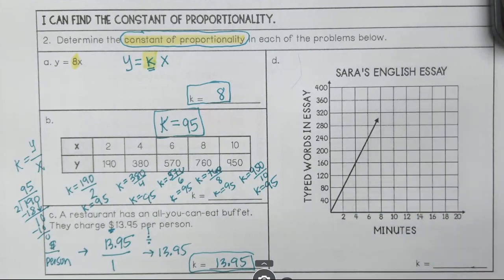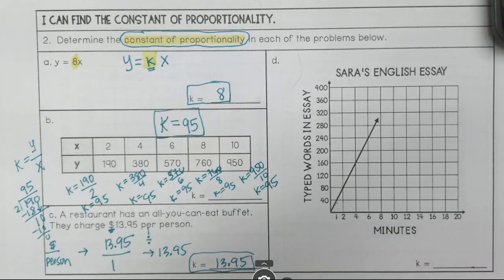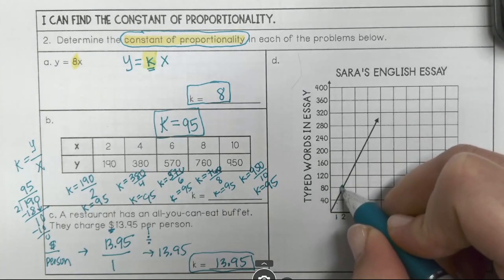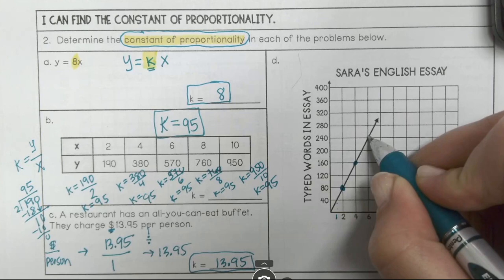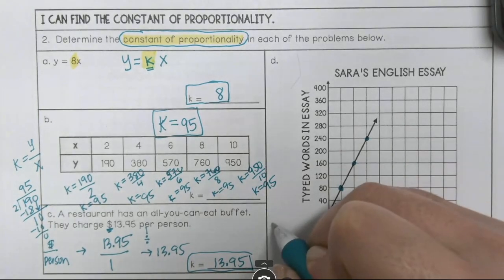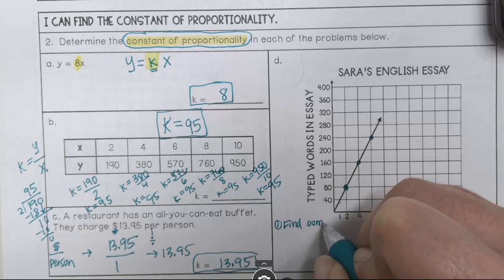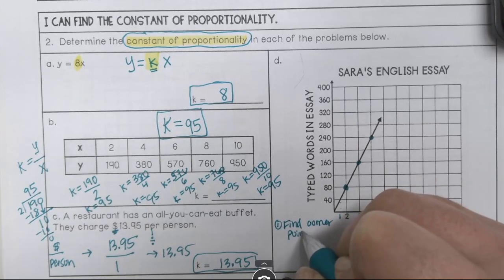Now, how do we do this on a graph? Especially because we don't really see the unit rate. The unit rate happens to be when x is 1. We can't really see it very clearly here. So what you always want to do is find corner points. Find corner points. I'll write that down.